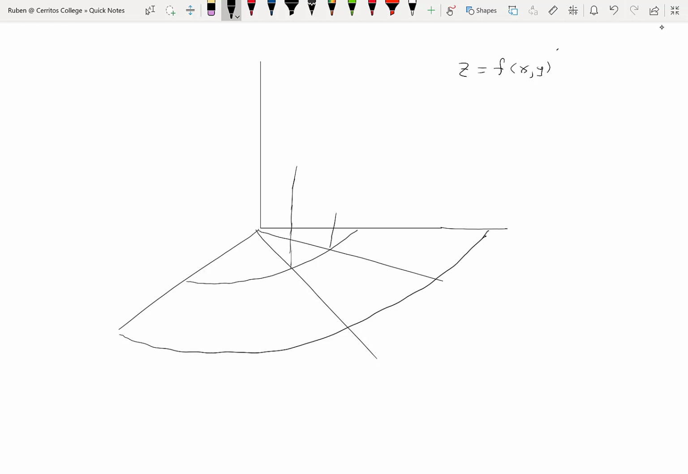Let me see if I can do this a little better. So here's going straight up to our region, going straight up to our surface, straight up to our surface. Here's one edge on top. Let me clean that edge up a little bit. Here's one edge on top. Here's another edge on top. And here's our surface, z equals some function of x and y.